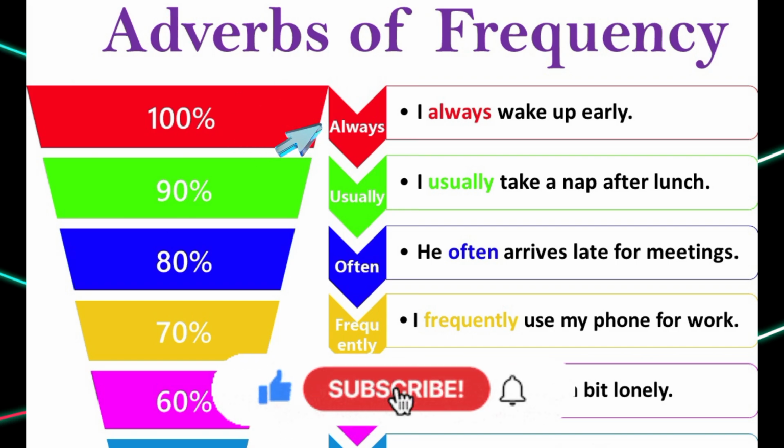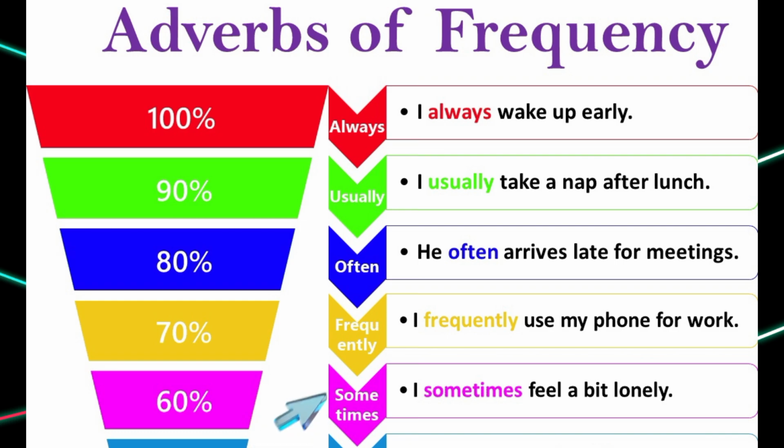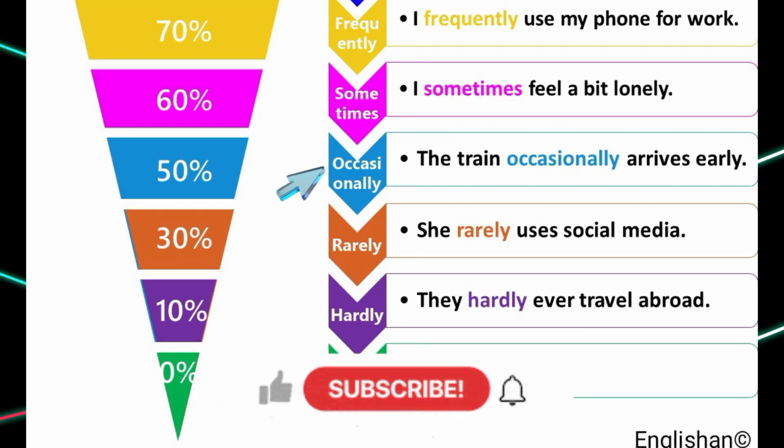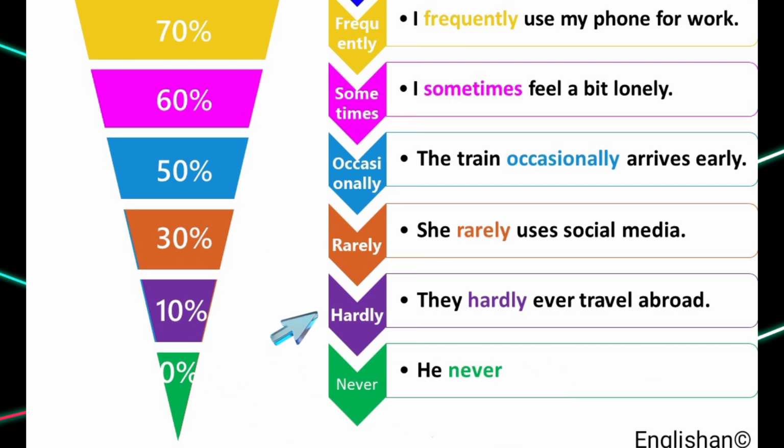So we have here always, usually, often, frequently, sometimes, occasionally, rarely, hardly, and finally never. You can see that from up to down it's going negative, right? We have examples for you.